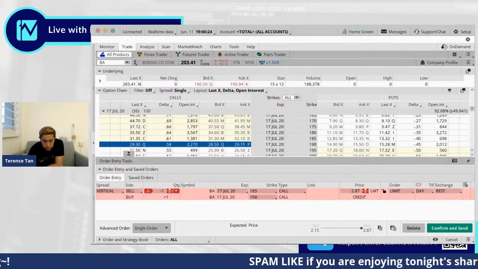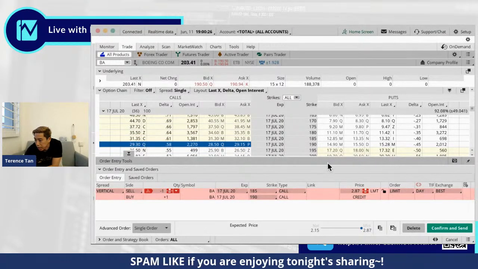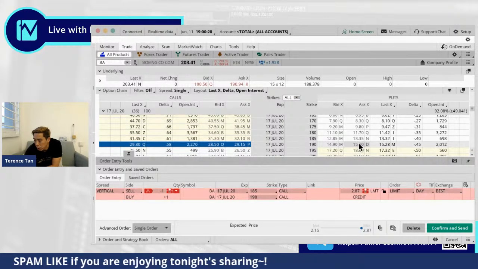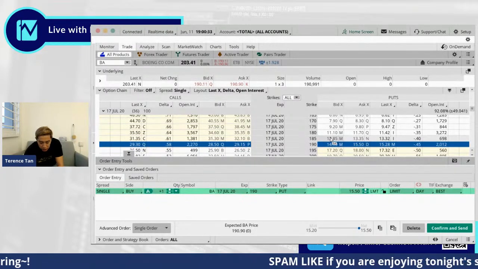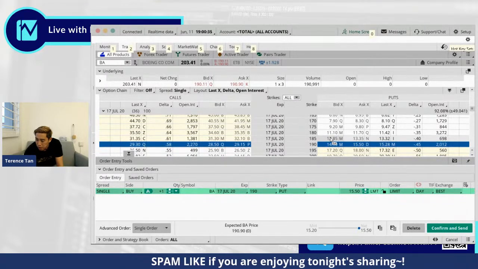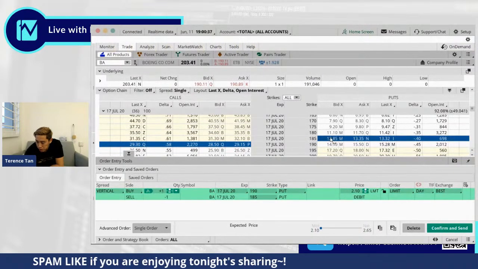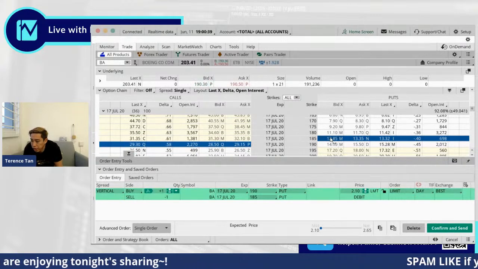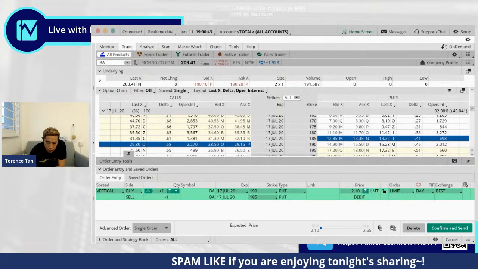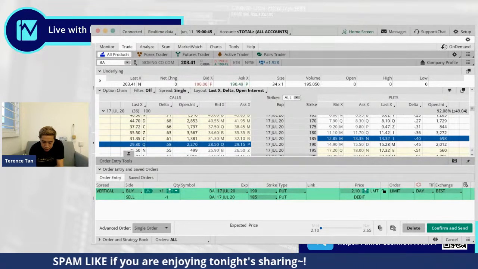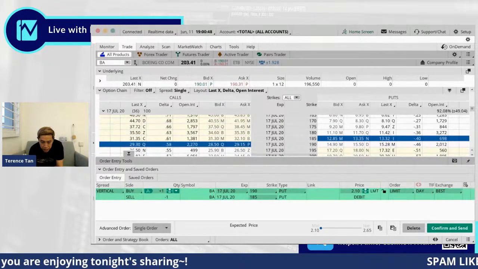Now, a similar put spread trade is just going to be the opposite. I'm going to buy the 190 and sell the 185, and I've got to pay $2.10 for it. This is a debit.